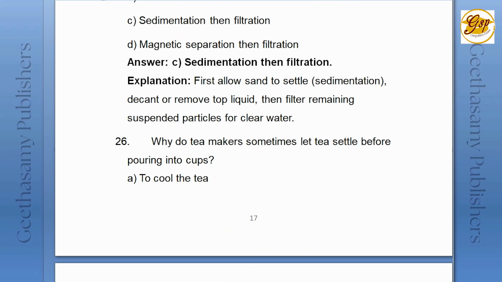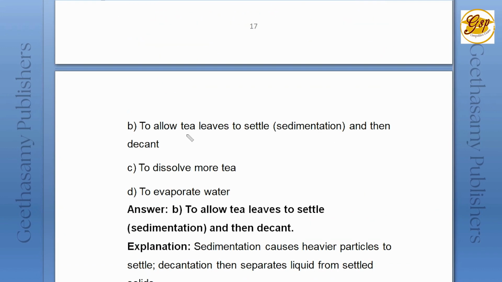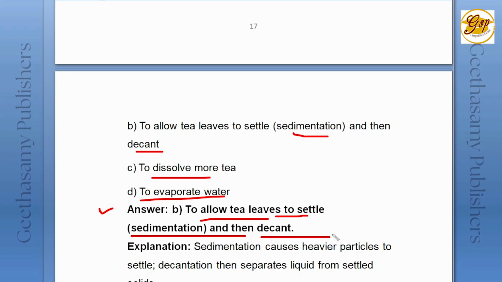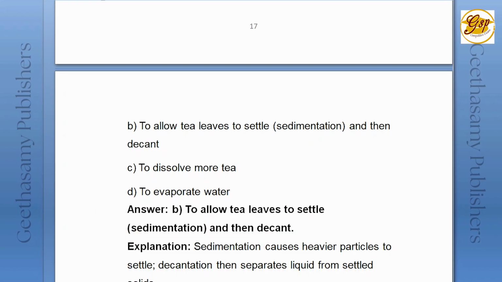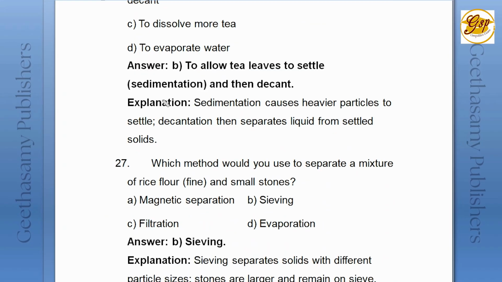Fine. Then 26th question. Why do tea makers sometimes let tea settle before pouring into cups? To cool the tea, to allow the tea leaves to settle, that is sedimentation, then decant, to dissolve more tea, or to evaporate water. The correct answer is to allow tea leaves to settle. That's sedimentation, then decantation. Right? So that's the reason. The explanation is that sedimentation causes heavier particles to settle, and decantation then separates the liquid and settled solids.